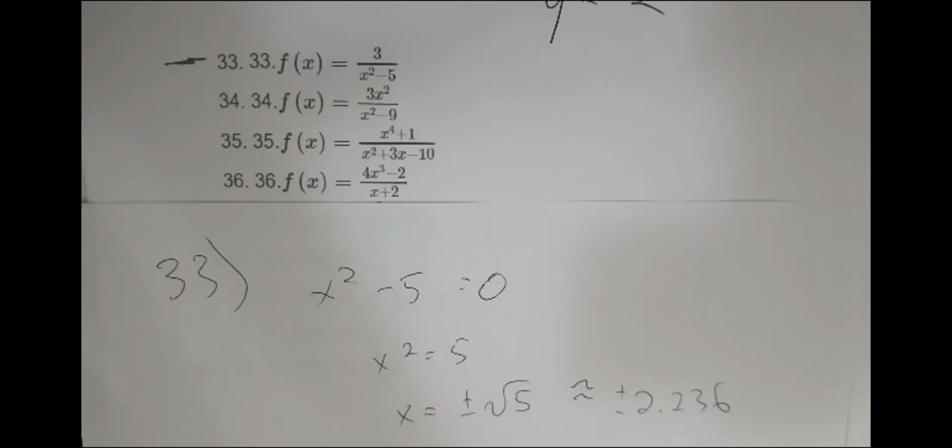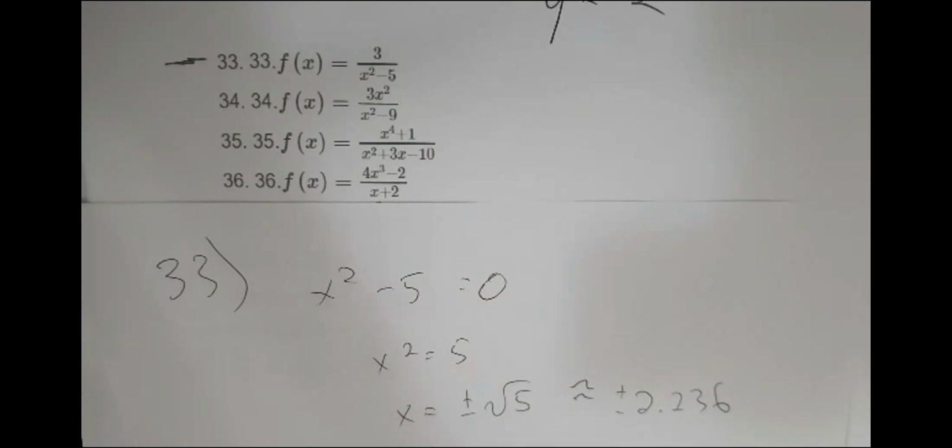Okay, so if we graph this thing, it should have asymptotes at what? X equals 5. Let me copy and paste this. Control C. Should have asymptotes at root 5 and negative root 5.